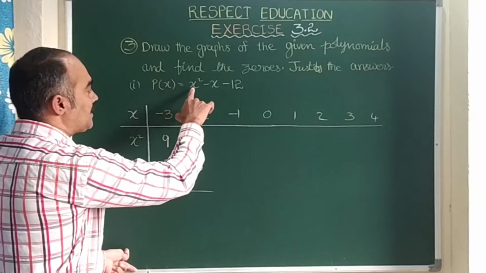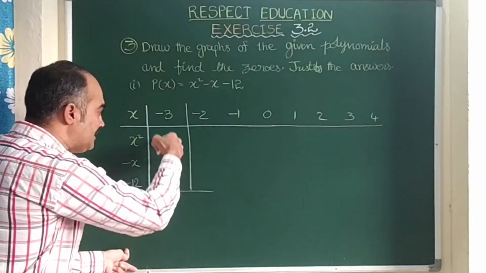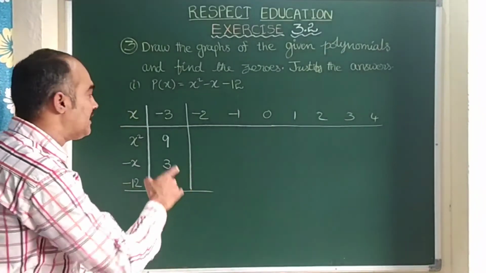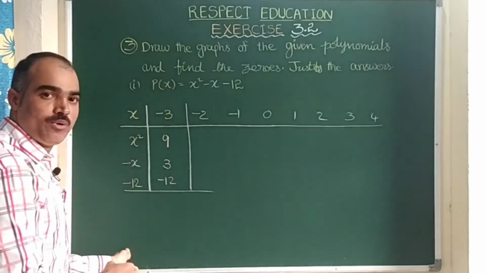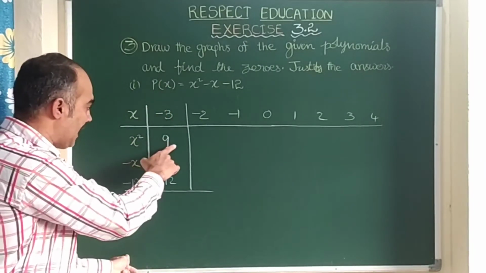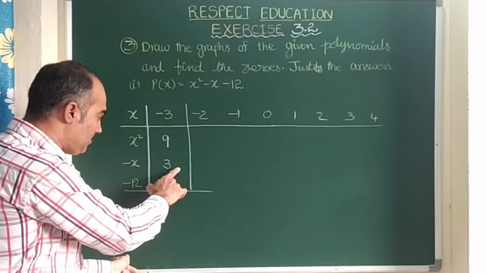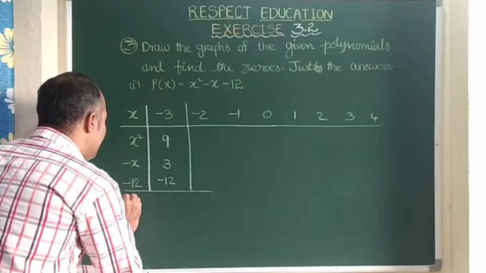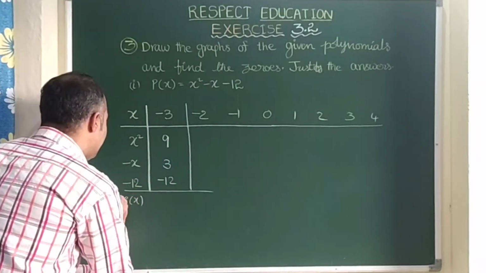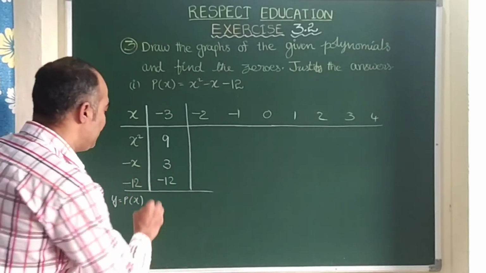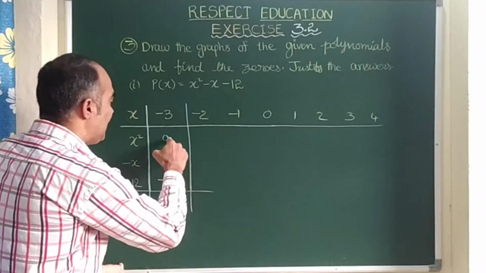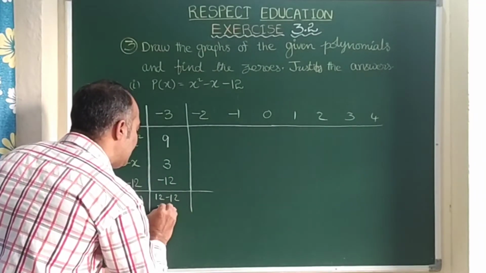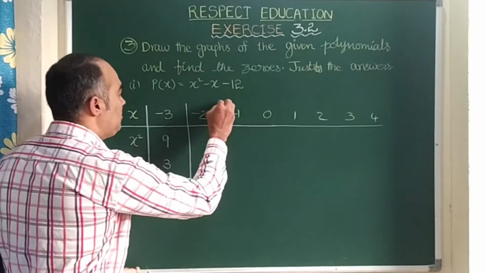See, the given polynomial is x square minus x minus 12. So if we add these three numbers, you should not add minus 3, because the polynomial is x square, which means 9, plus minus x, which means 3, plus minus 12. These three numbers are to be added. Here I am taking this p of x as some other alphabet. Let us take it as y. So here I am going to add these numbers. 9 plus 3 is 12. 12 minus 12, finally this is 0. Now let us do the next value.